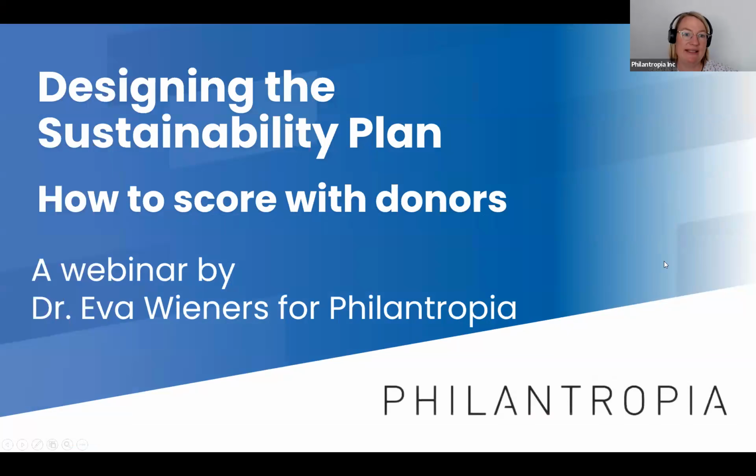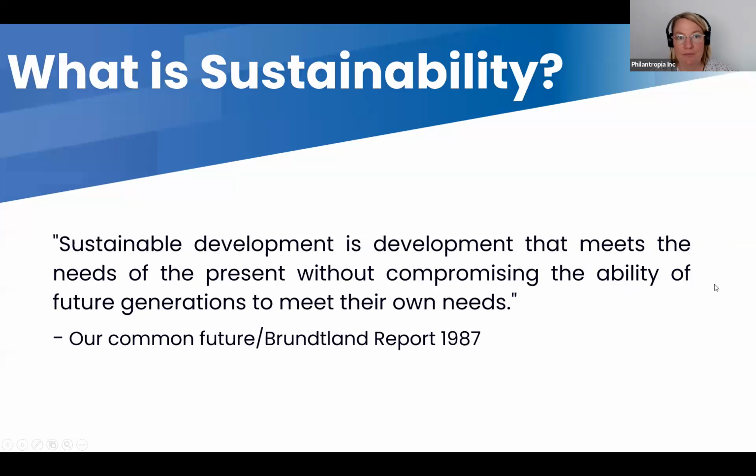So today's topic is designing the sustainability plan, how to score with donors. And we will jump right in with a definition.